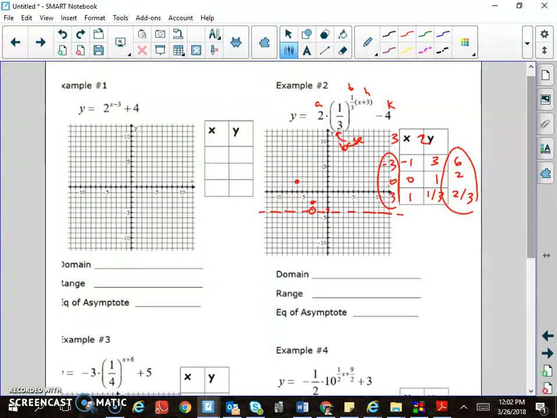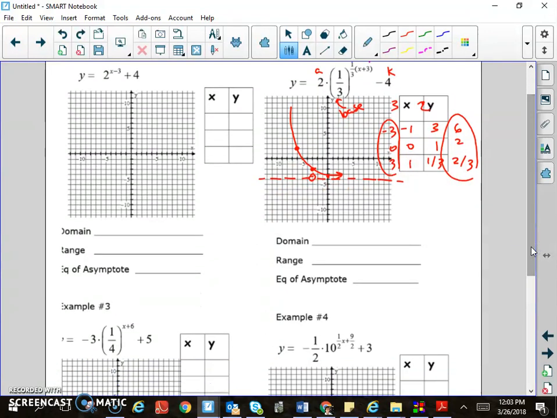Just by looking at the base, it's a third, so you should know that your graph is going to be exponential decay. For exponential functions, your graph either represents growth, or it represents decay, like something that's decreasing. So it'll look like this, and then we just fill out the domain, range, and the equation of the asymptote.